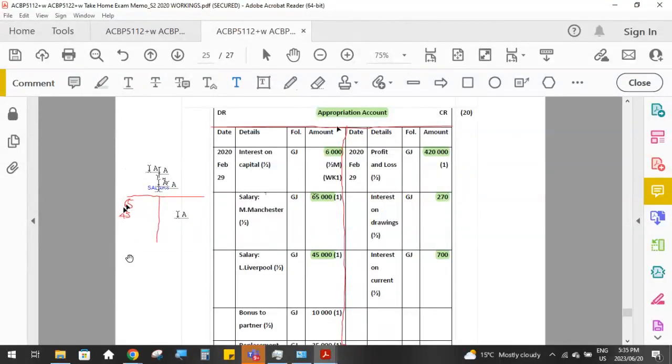We are now transferring this debit in the salary account. We're closing off the salaries account, so we're crediting the salaries account for Mr. Manchester with 65, debiting appropriations, and we're crediting the salaries account Mr. Liverpool with 45, and we are transferring that debit to the appropriations account. That's why those two accounts are called salaries. It's the same thing with interest on capital. We've already got an existing interest on capital T account, and we're transferring that balance in here.